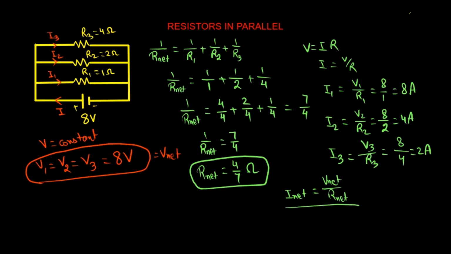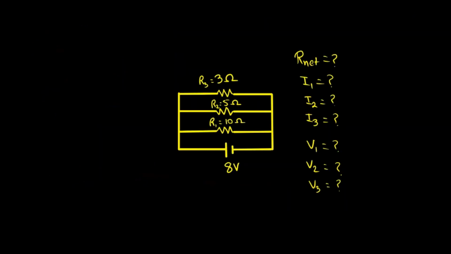This is the method of finding net resistance and current across every resistor in a parallel circuit. If you understand this, can you try solving this circuit? The resistors are in parallel. Find the current and voltage across each.